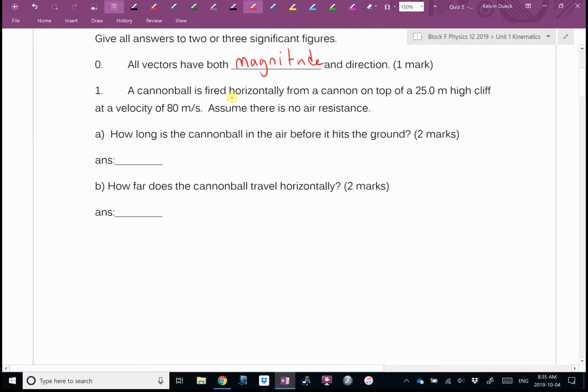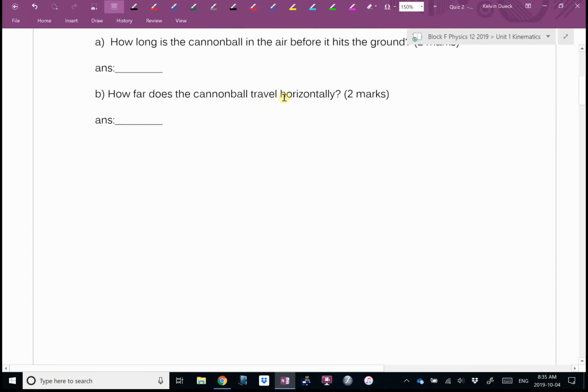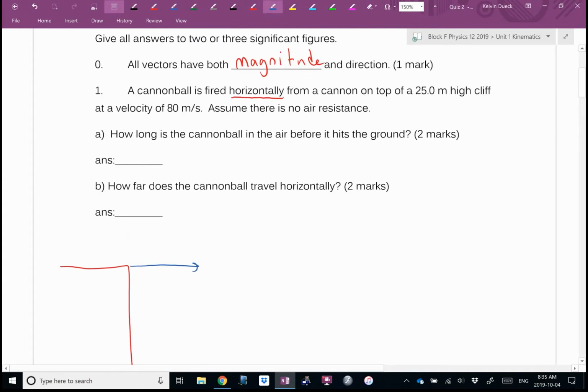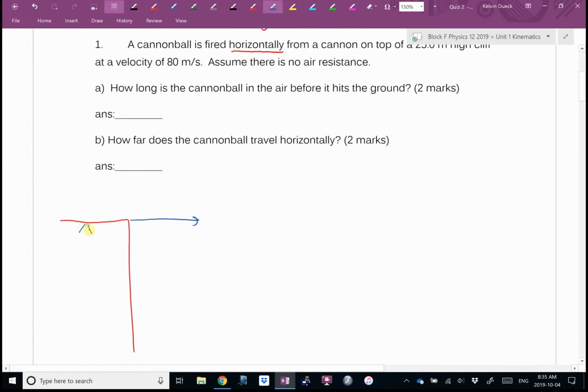Number 1. That's the key word right there, horizontally. So the cannonball is launched horizontally. It's told me the cliff is 25 meters high. And there's an initial velocity of 80 meters per second. This is a projectile. I'm going to do a t-table.